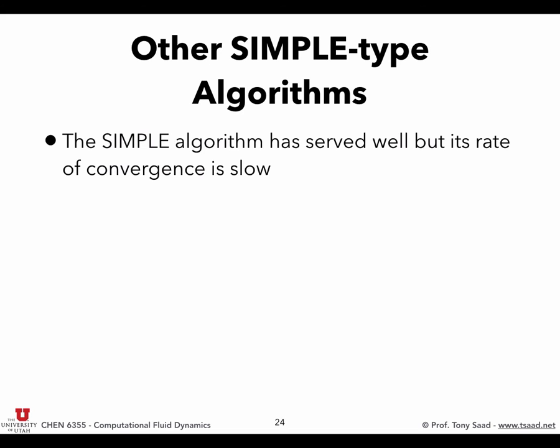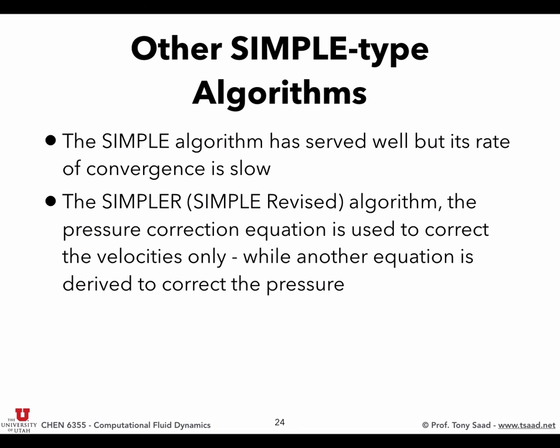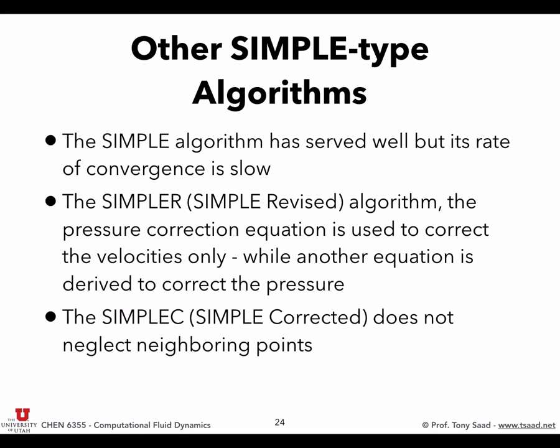Now, other SIMPLE type algorithms. As I said, the convergence rate is slow for the SIMPLE algorithm because we neglect these neighbor terms, advection and the diffusion terms. There are other algorithms, such as SIMPLER or SIMPLE-R, SIMPLE revised, where the pressure correction equation is used to correct the velocities only, but another equation is derived to correct the pressure. So that tries to circumvent the problem of the summations. You can read up more about this from the Patankar book. We have it in the ChemE library. And the SIMPLEX algorithm, SIMPLE corrected, et cetera, a bunch of other algorithms.